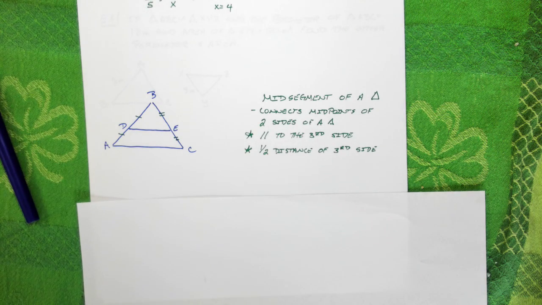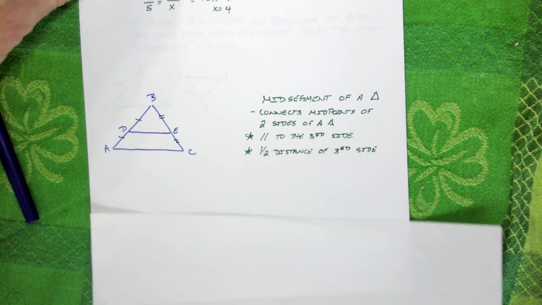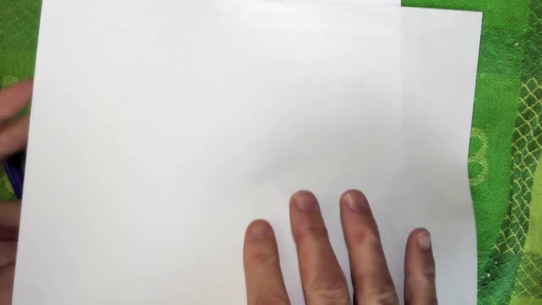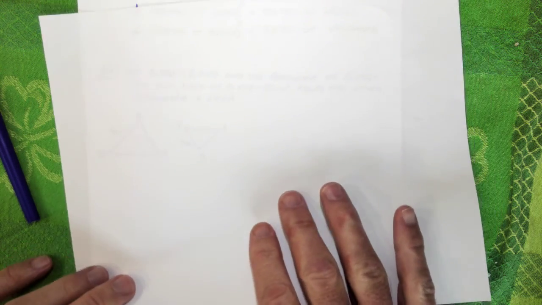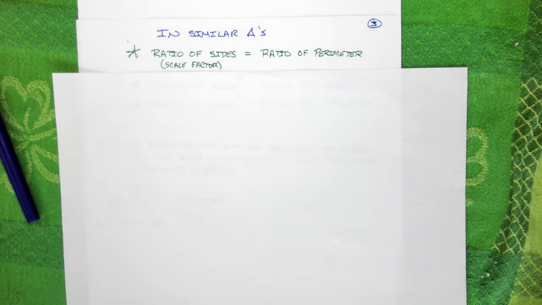A couple more relationships that came up on some of the worksheets, but let's make sure we have them down. And it's going to look like this. So in similar triangles, first thing, the ratio of the sides, also known as your scale factor, will be equal to the ratio of the perimeters. I should put a plural on that.